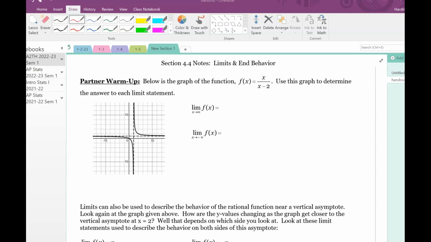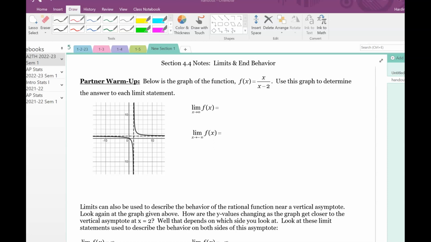Harding. You should have this handout from the substitute teacher. This is the last topic that we're going to cover for section 4.4. It's on writing limit statements for rational functions. So we'll do this today. You'll have a short homework assignment, and then Monday we'll do review, Tuesday is your quiz.